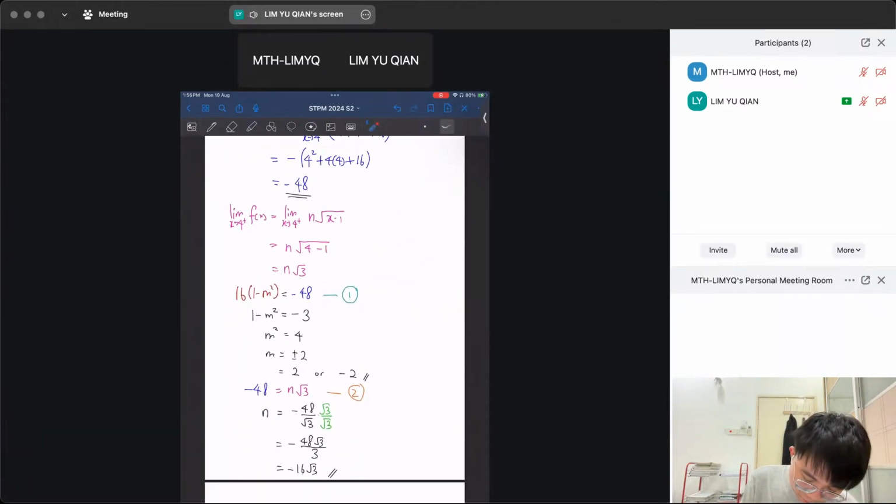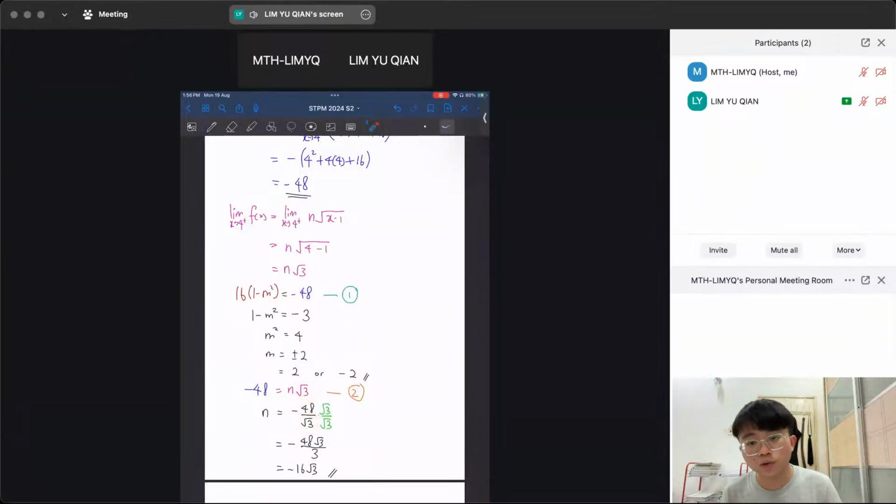From the first one, it's a quadratic, so it has two values. Two values, plus minus 2, but you should say 2 or negative 2, that is better. And then for n, just one value only, divided by square root 3.